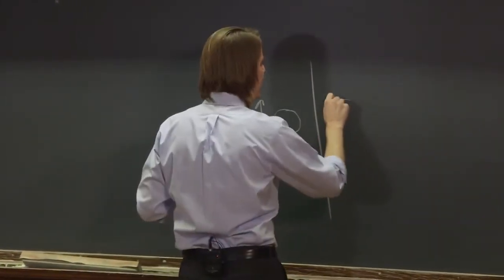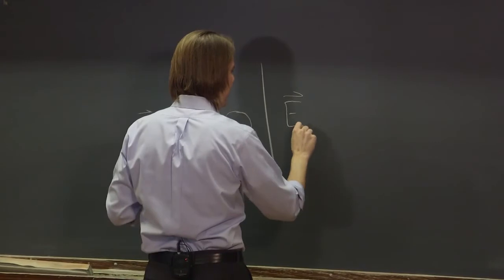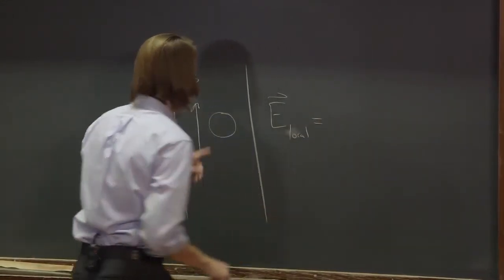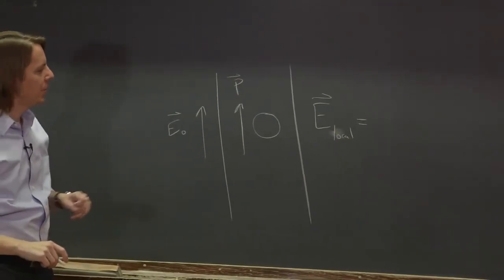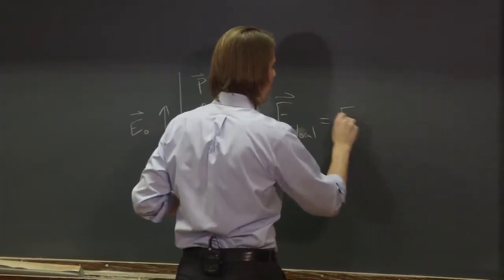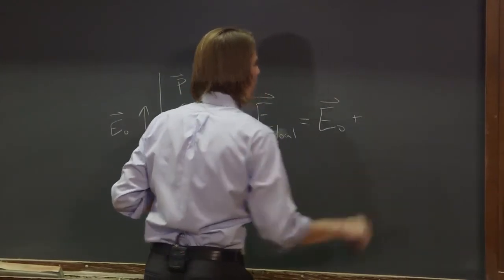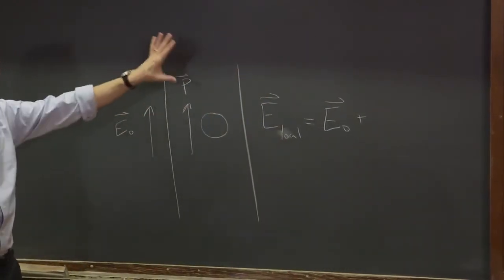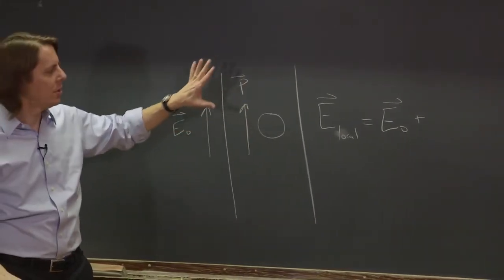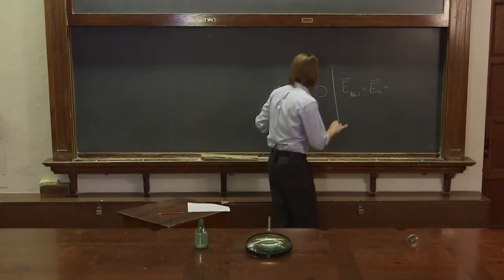Well, this is called sort of the local E. The E inside that empty sphere is going to be E naught. It's going to feel that. We're making a superposition here, plus the E field created by all these polarization effects. Right? So what is that?